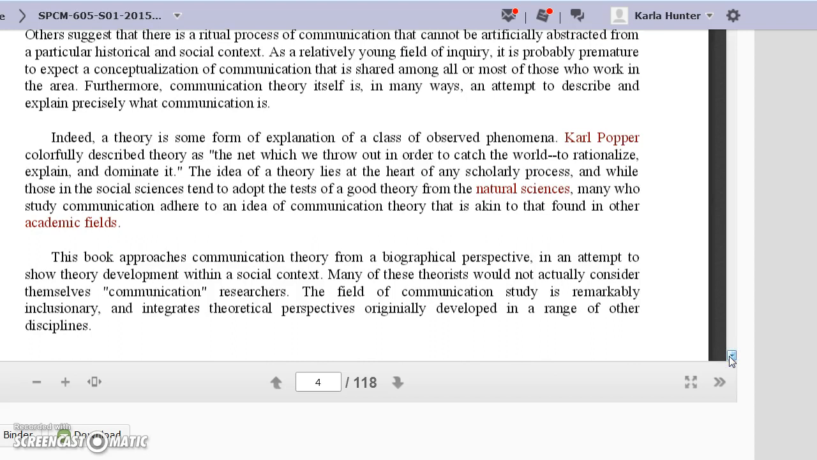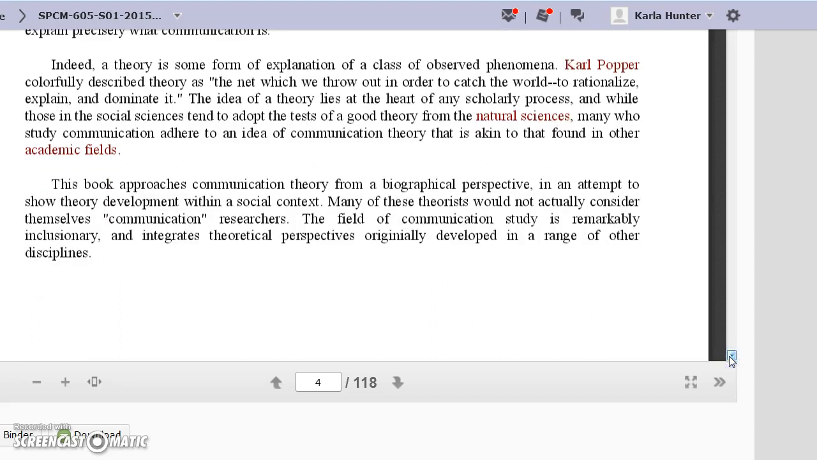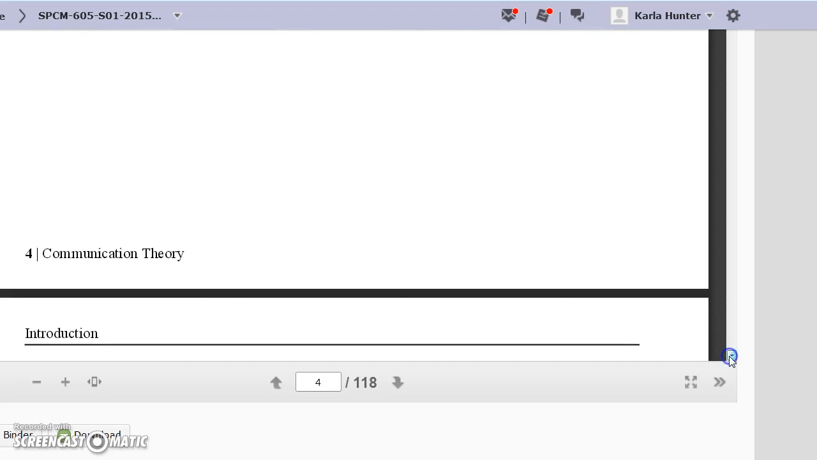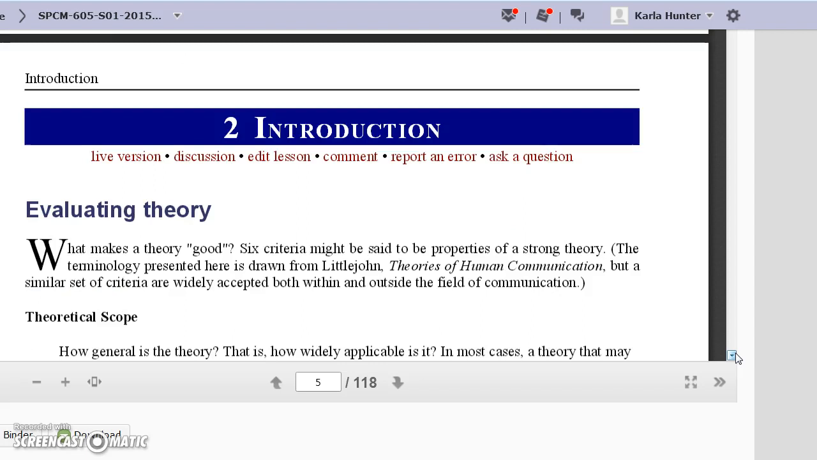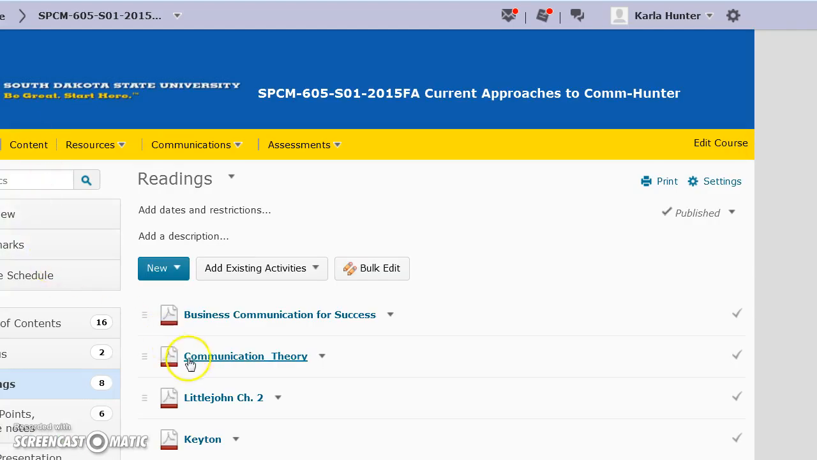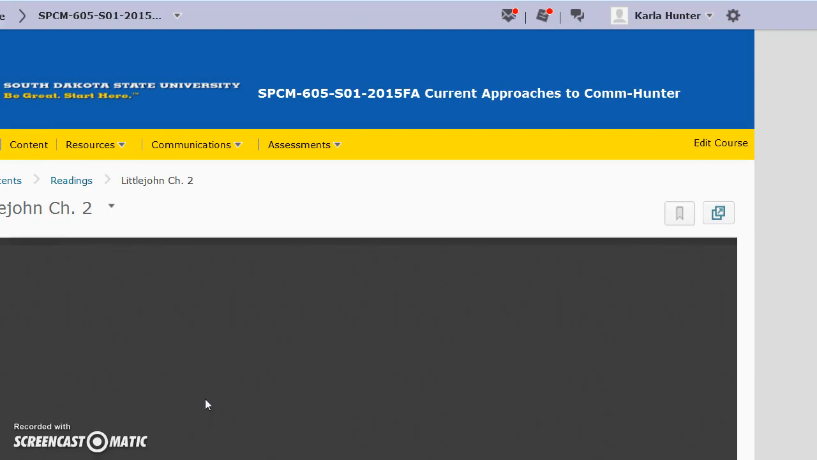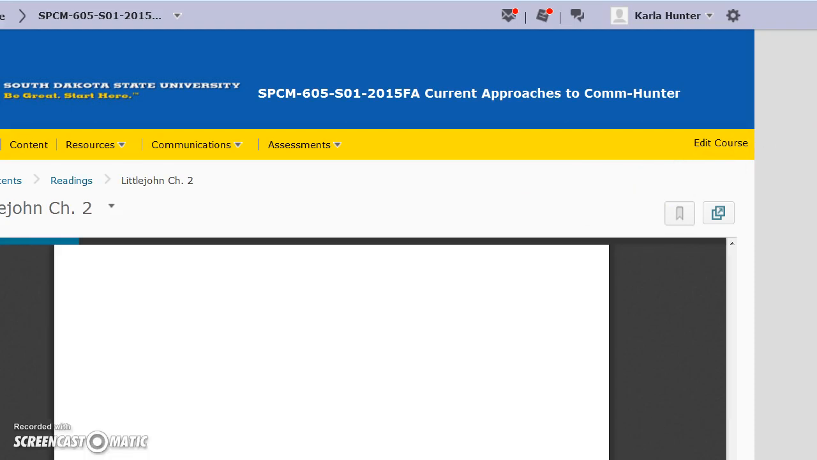And then what is a theory? Some form of explanation of a class of observed phenomenon. And then there's Karl Popper's definition of theory, whereas in the Littlejohn reading there's going to be a different definition of the word theory. I think I just had you reading chapter 1 for this time, which is good because we'll be evaluating a theory a different week, and I want to stay under 10 minutes, so I'm going to take you into the Littlejohn reading very quickly and just show you how I read that textbook.